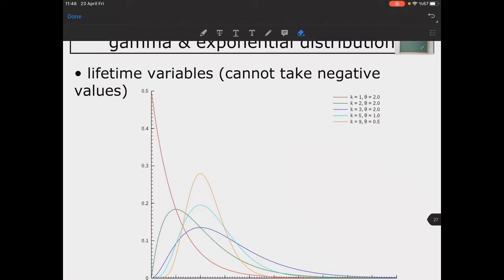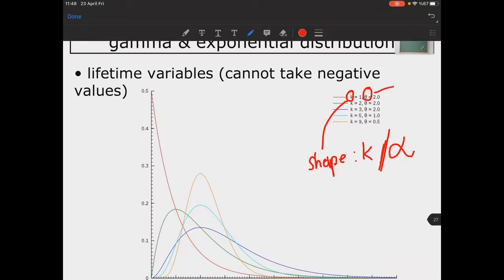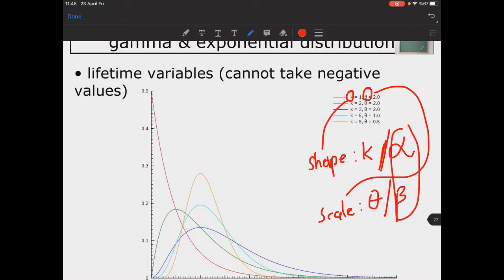The first one is your shape parameter. It is denoted with K or alpha in our textbook, okay? And also its scale parameter, where the average is located, and this is called the scale parameter, and it is denoted with theta or beta in our textbook. Those are used in our textbook.